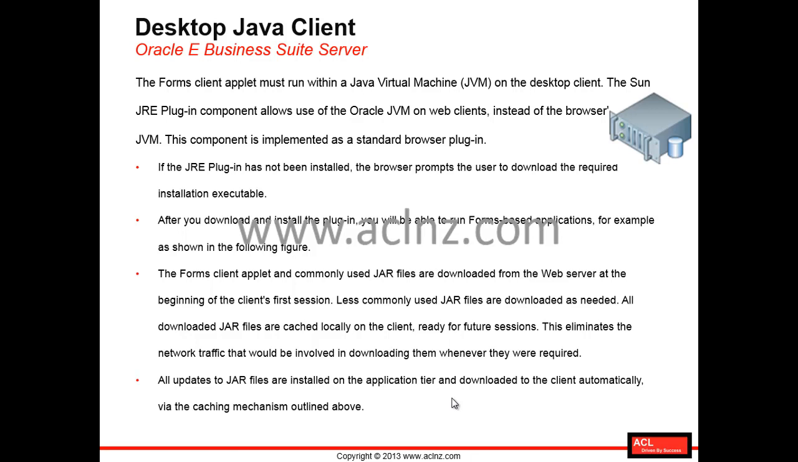So as I said, the first time you download, it takes a while to browse across the forms, but when you come back next time, those are cached, and then the performance becomes significantly faster. So this eliminates the network traffic that would be involved in downloading them whenever they are required. All updates to jar files are installed on the application tier and downloaded to the client automatically via the caching mechanism outlined above. So that, in a nutshell, is what we call the JRE-based Java client for accessing Oracle applications.